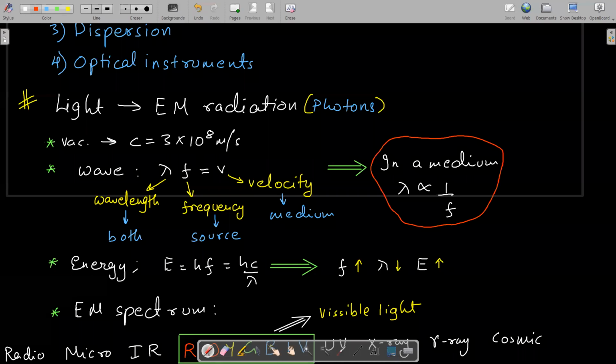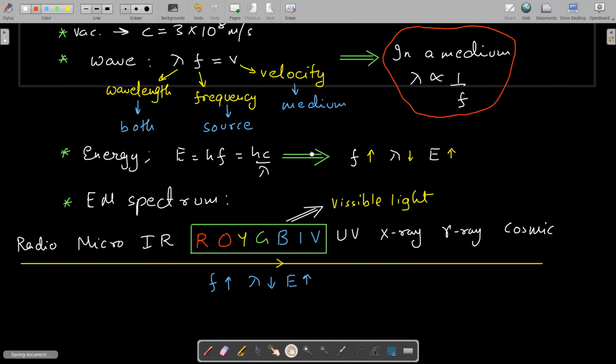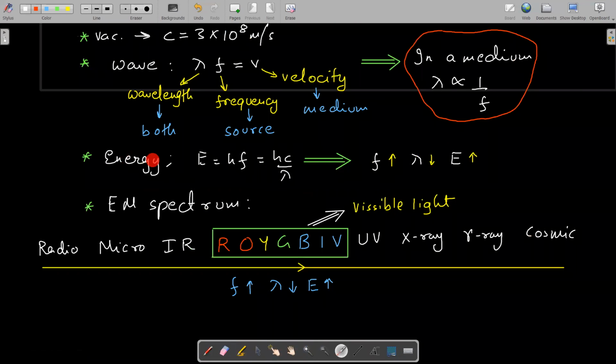Okay. Now, the energy of a photon or light is simply E is equal to hf, or E is equal to hc by lambda. And if frequency increases, wavelength decreases and energy increases.